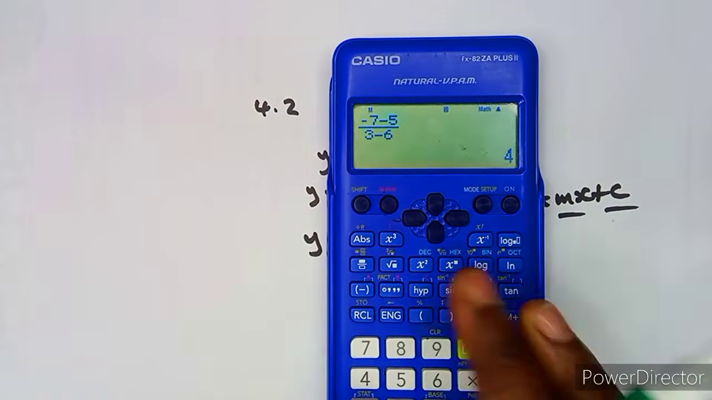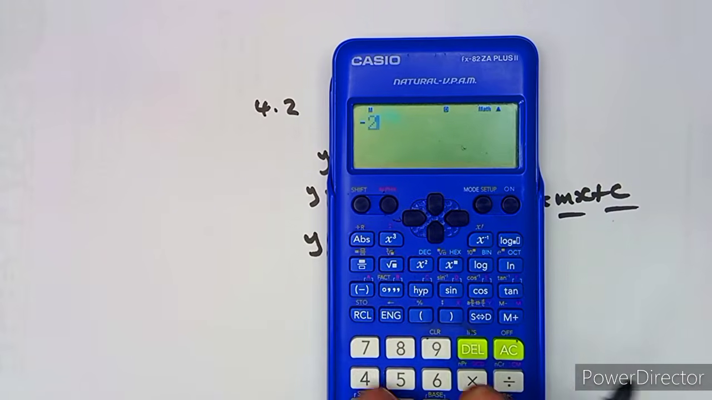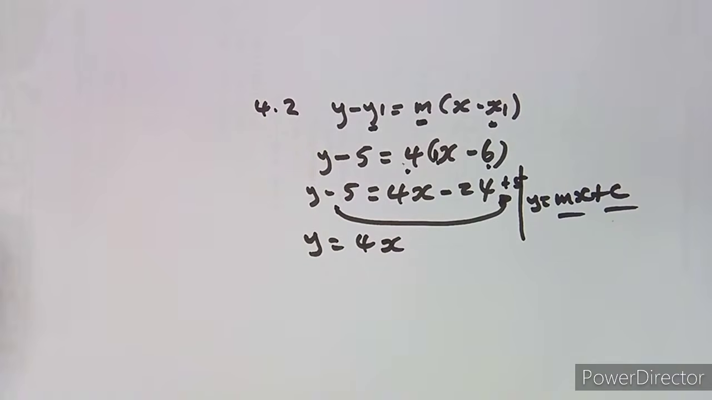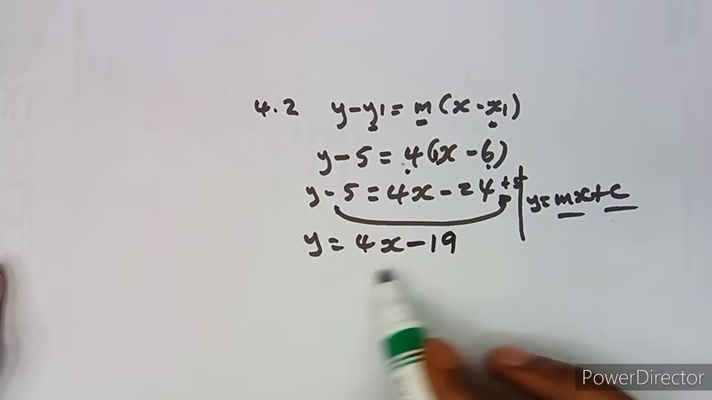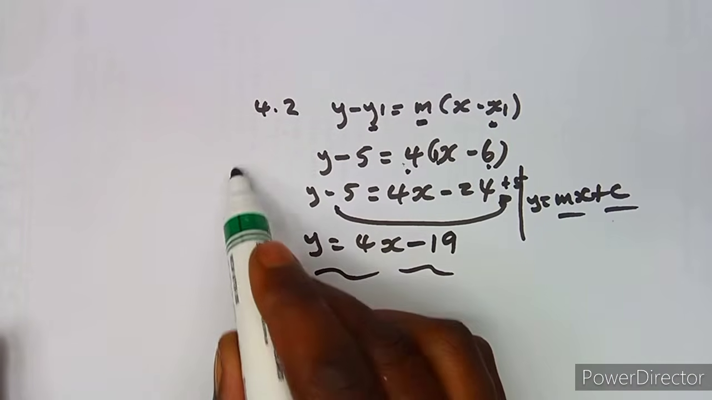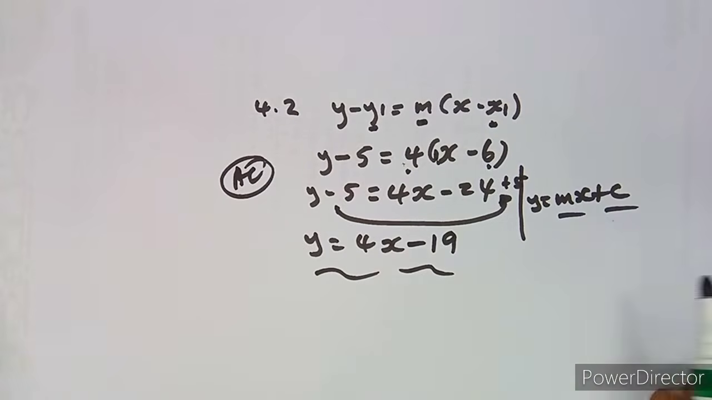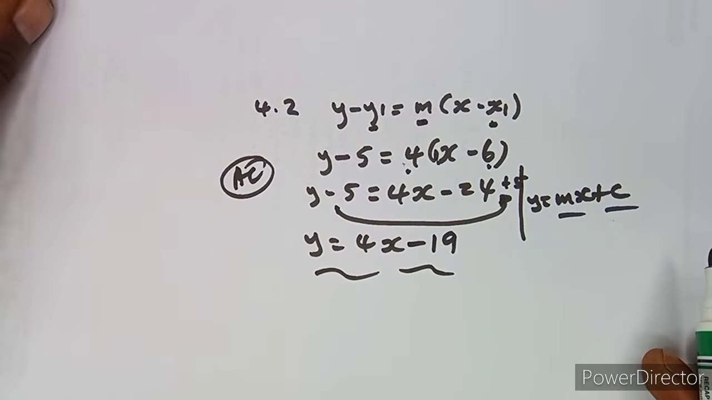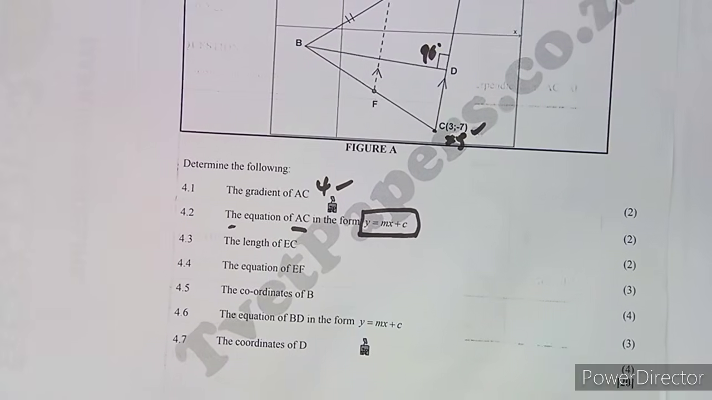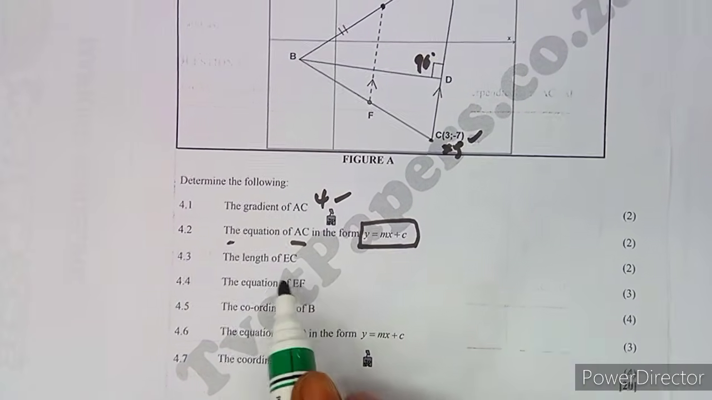Okay, let's see what you're going to have. Negative 24 plus 5, which is going to give us something like negative 19. So we are going to obtain negative 19 in this case. So this is the equation of line AC. We don't know, maybe we might need this equation later on, so let's just write it and leave it. Okay, we move on to the length of EC.